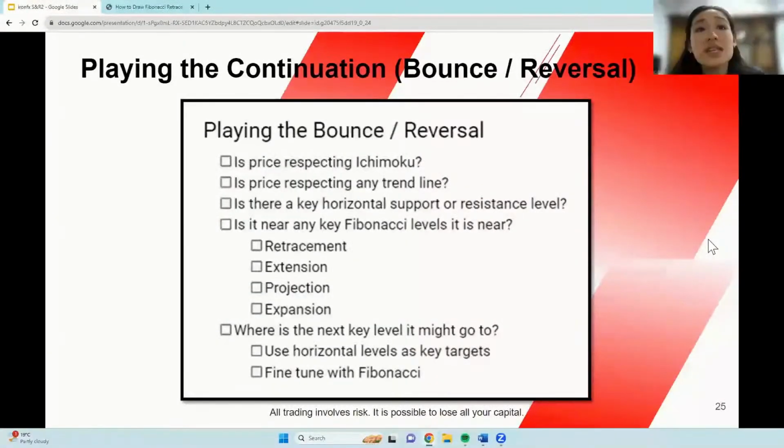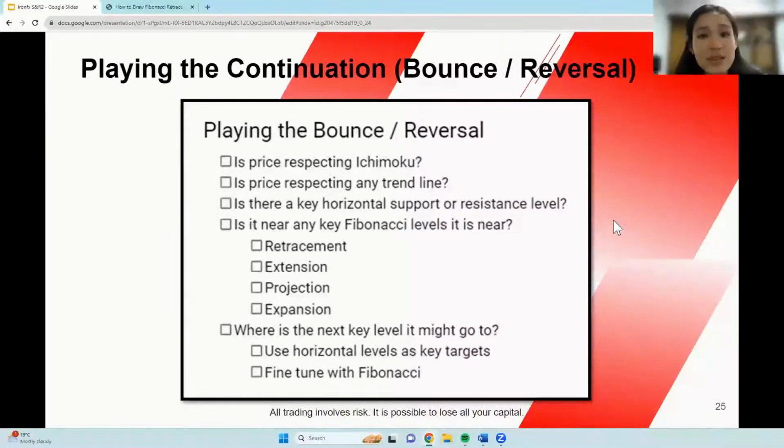Okay, so here's another checklist, specific to playing the continuation. You can play the bounce or reversal by firstly checking whether price respects the Ichimoku. Secondly, the trend line, key horizontal support or resistance levels, and any key Fibonacci levels that it is near. These are the 4 Fibonacci techniques that we use. And where's the next key level that it might go?